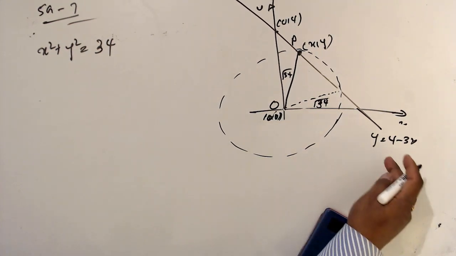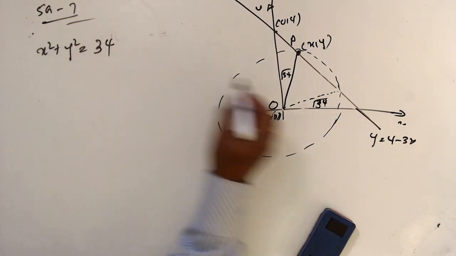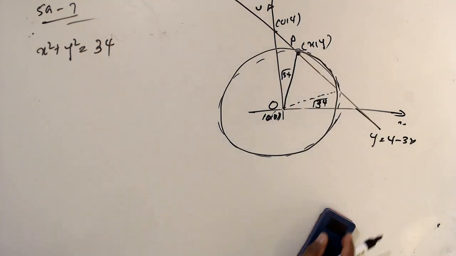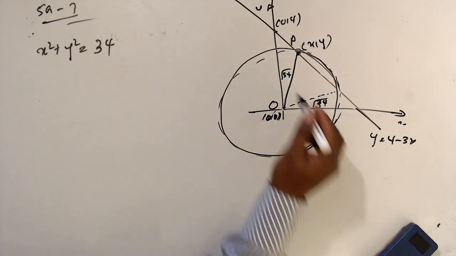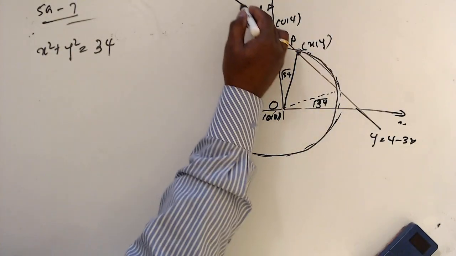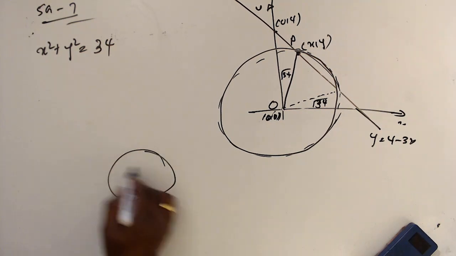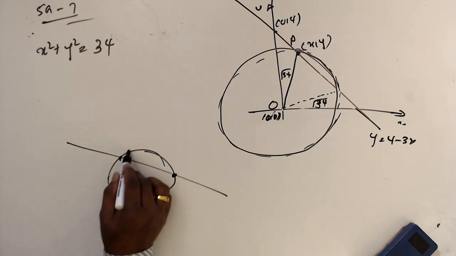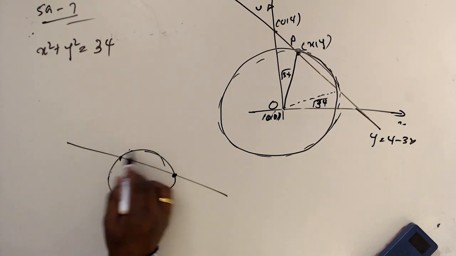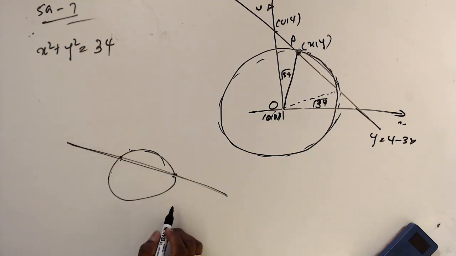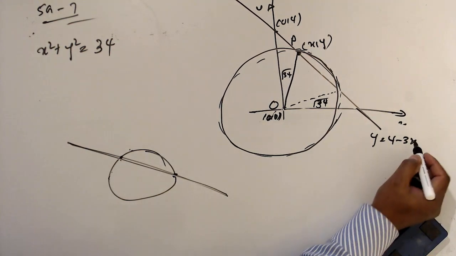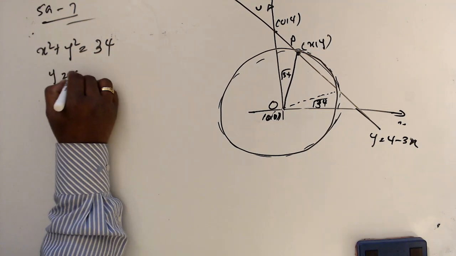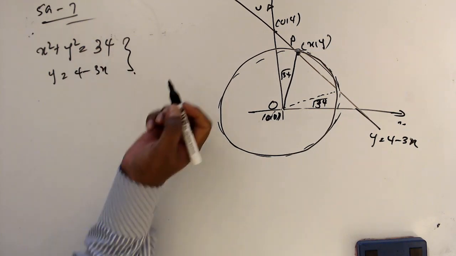This is the equation of this circle, and this circle crosses the line. We know that to find the intersection points, we have to solve those two equations, the circle equation and the line equation, y equal 4 minus 3x. Now I have to solve them simultaneously.